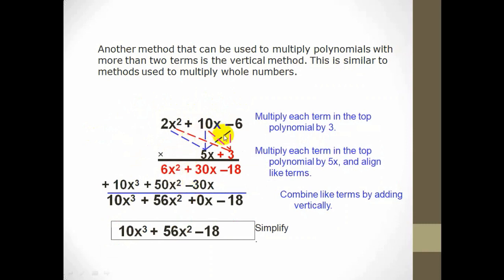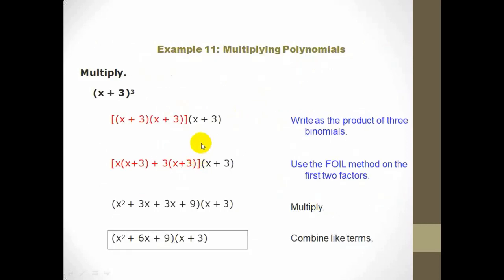And similarly, you can use multiplication by this method. This is another method that can be used to multiply polynomials with more than two terms, the vertical method. And you can use polynomial multiplication by the distributive property.